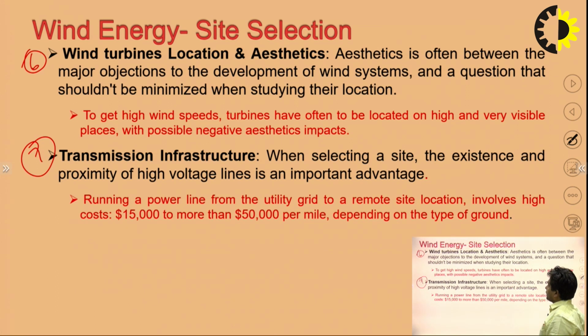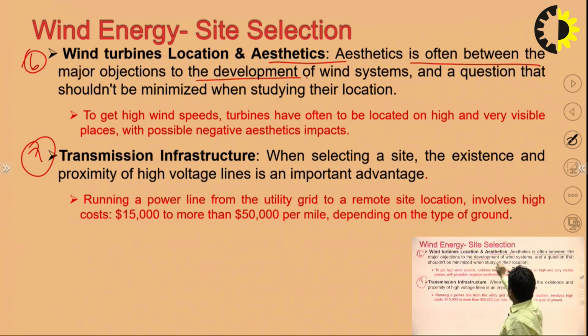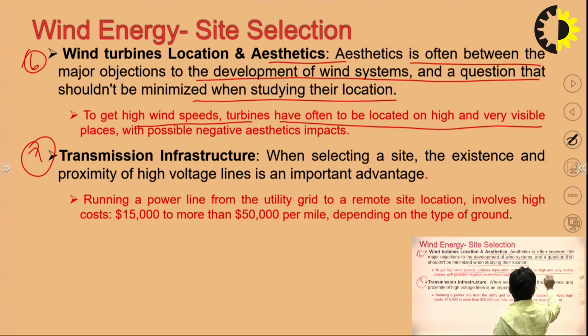Wind turbine locations. Often among the major objections to the development of wind systems are questions that should not be minimized when studying their location. To get high wind speed, turbines often have to be located in very highly visible places, with possible negative aesthetic impacts.